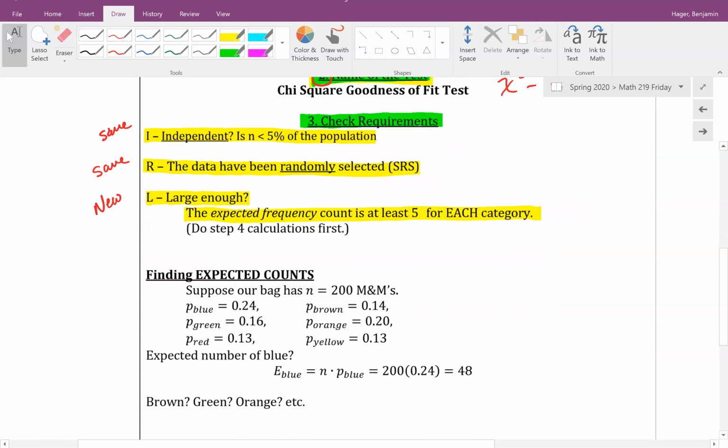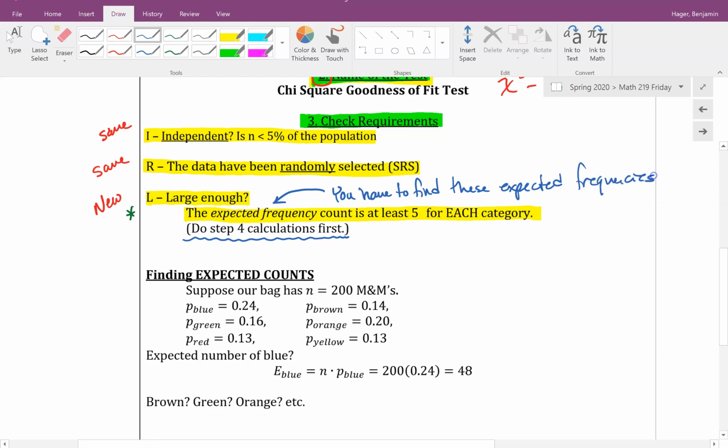Now, when you're verifying this last step, it's weird, but it almost makes sense to just jump to step 4 and then use your results from step 4 to verify that, yes, we are indeed large enough. You'll see why when we get here. You want the expected frequency count to be at least 5, so you have to find these. And that is something that we do in step 4.